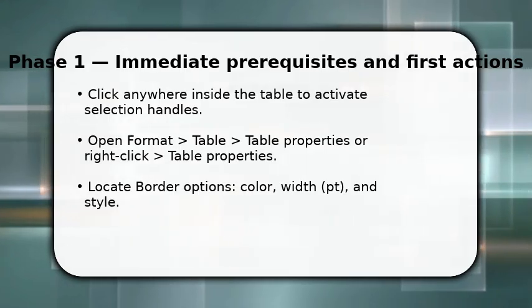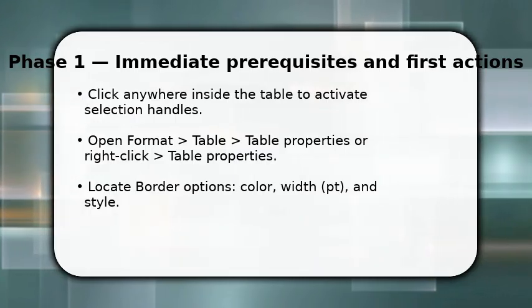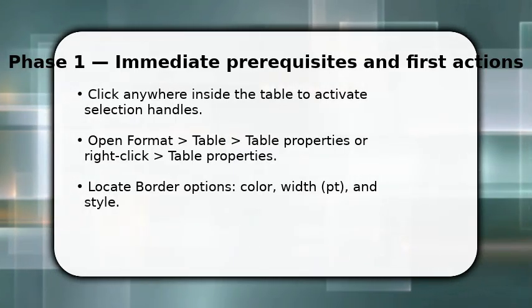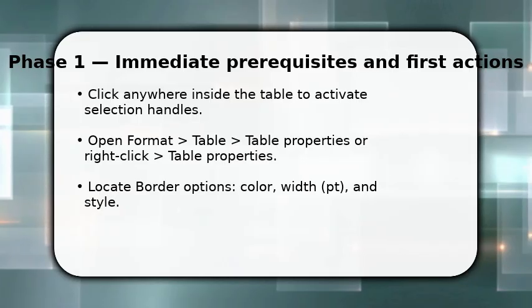You've clicked into the table, now act. First, select the table by clicking a cell, then open Table Properties from the Format menu or right-click. Once done, focus on the border section. This controls how edges render. You're doing this because border settings govern both visibility and spacing.